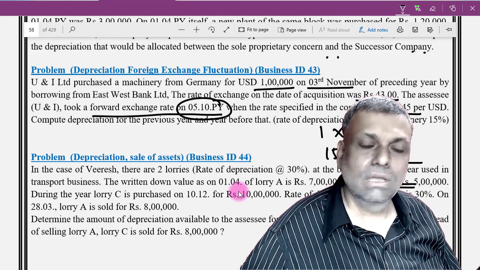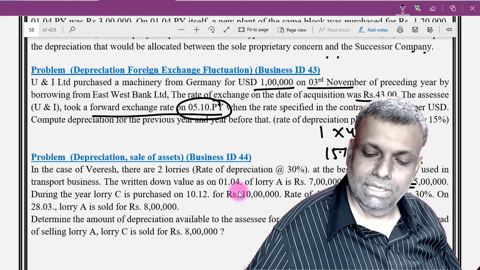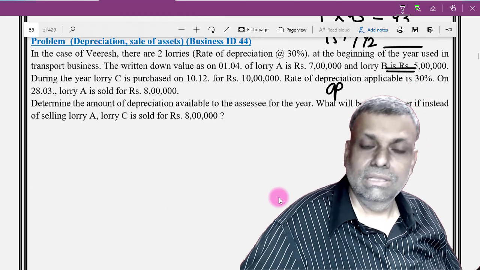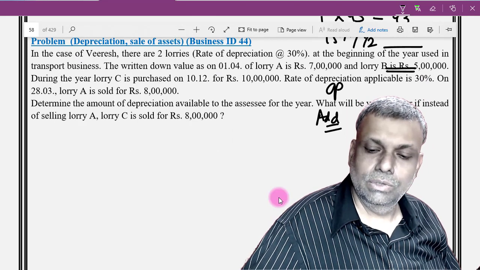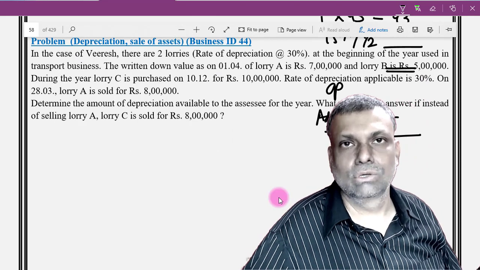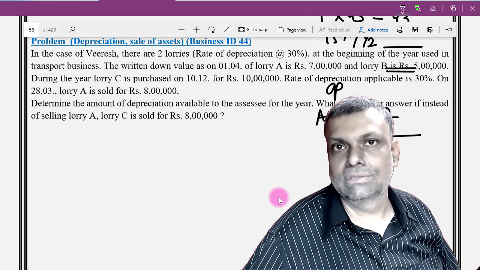So in the current previous year, to the opening WDV, I have to add the exchange fluctuation, 2 lakhs. That's all, and accordingly I'll have to calculate the depreciation for the current year.